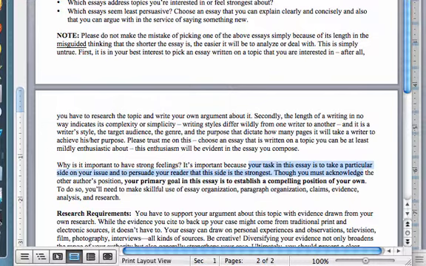All right? There's no presenting both sides of the argument and saying, oh, well, one side has a point and the other side has a point. That's not making an argument or making a case for a particular side or position on the issue that you're reading about. Don't forget that your goal is to persuade your reader. That is always the goal of argumentative writing. And I say again here, though you must acknowledge the other author's position, your primary goal in this essay is to establish a compelling position of your own.